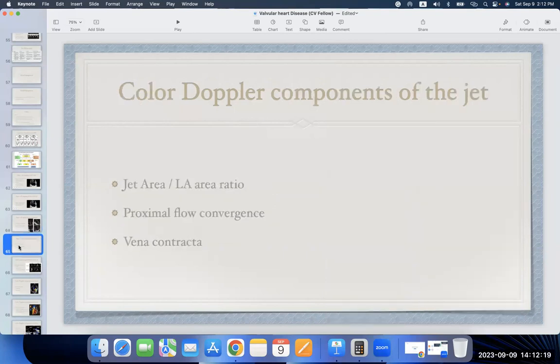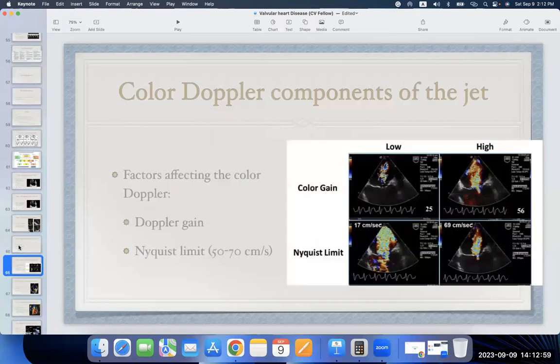And then once you localize the location of the jet and the direction, then you will do all these color Doppler components, which can all be used as criteria to determine if it's severe or mild MR. First, you will calculate the jet area to the LA area ratio. If it's more than 50%, this is considered as one of the criteria. You will measure the proximal flow convergence, and if it's 1 centimeter or more, that's also considered a specific criteria. And then you will also measure the vena contracta, and if it's 7 millimeter or more, that's also a specific criteria.